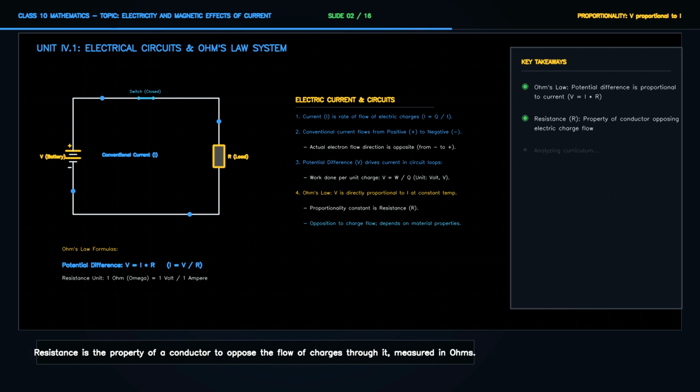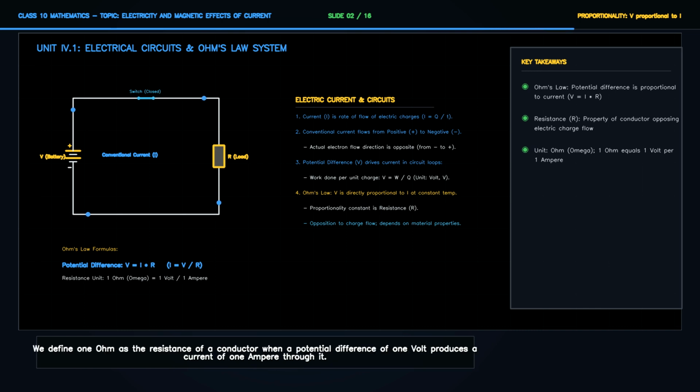Resistance is the property of a conductor to oppose the flow of charges through it, measured in ohms. We define 1 ohm as the resistance of a conductor when a potential difference of 1 volt produces a current of 1 ampere through it.